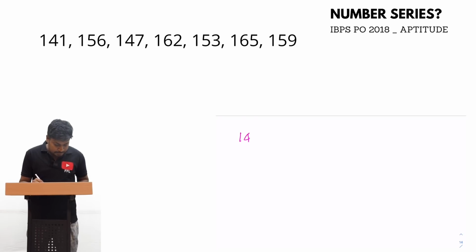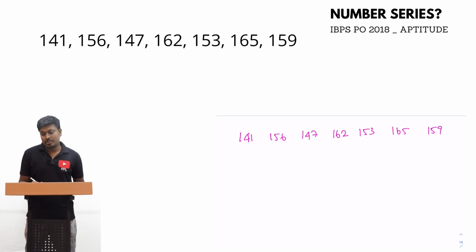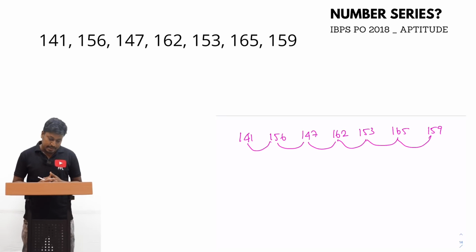That is 141, 156, 147, 162, 153, 165, 159. So just see here friends, again this pattern is also an increasing decreasing pattern. So 141 increasing, decreasing, increasing, decreasing, increasing, decreasing. So this is the pattern they have given. Let me try to find how they have followed this pattern.